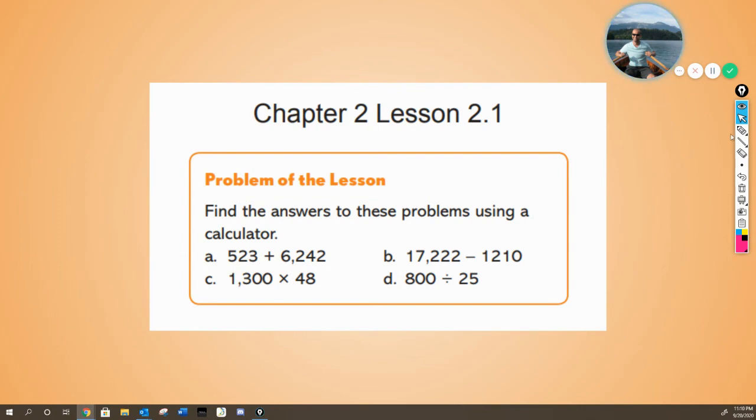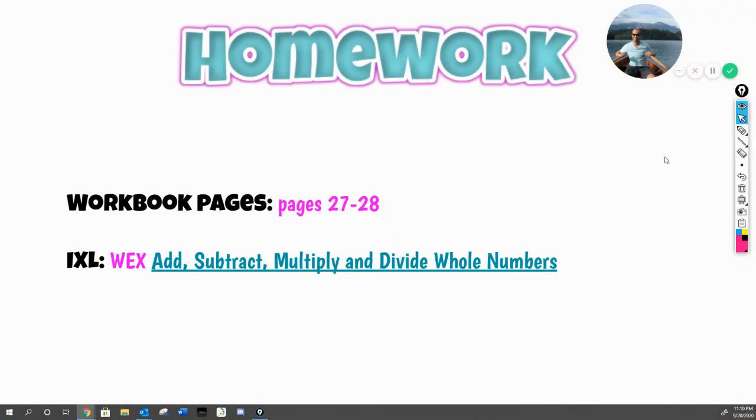So hopefully you got through those okay, and wherever your teacher maybe suggests that you put those answers, you can do that. And once done, we are going to have a pretty straightforward homework assignment. You'll have 27 and 28 as the pages in your workbook. And then in IXL, you're going to work on adding, subtracting, multiplying, and dividing whole numbers. This WEX, that's the IXL code for you to get to that lesson if you're not sure where it's at. Because if it's like A1 this year, it might be A2 next year. The lesson labels change over the course of the years. But this 3-digit code always is the same.